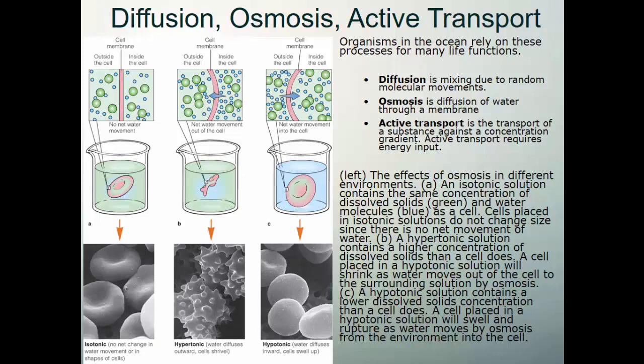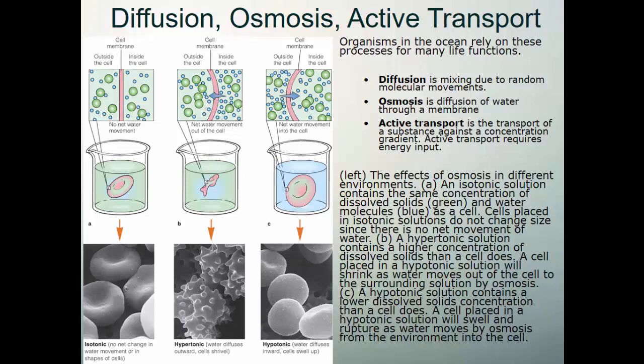An isotonic solution contains the same concentration of dissolved solids, green, and water molecules, blue, as a cell. So if you look there at A, you've got a cell membrane, inside the cell and outside the cell, and they have the same amount of green dots and blue dots on either side. So an isotonic solution contains the same concentration of dissolved solids and water as the cell. Cells that are placed in isotonic solutions do not change in size, since there's no net movement of water. The water doesn't move one way or the other over the cell membrane.